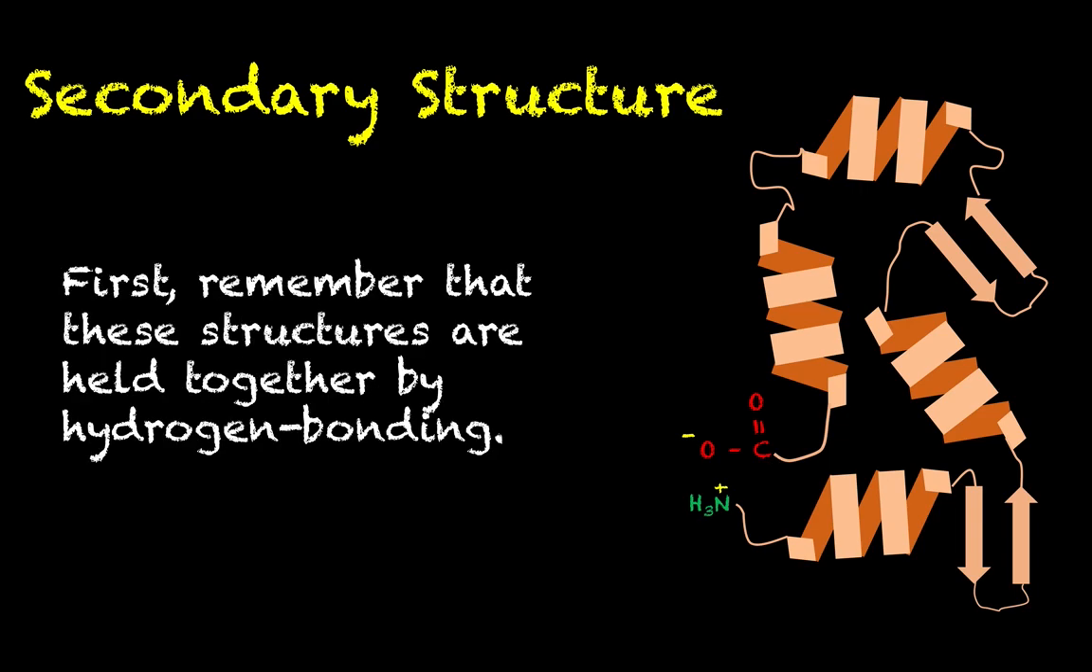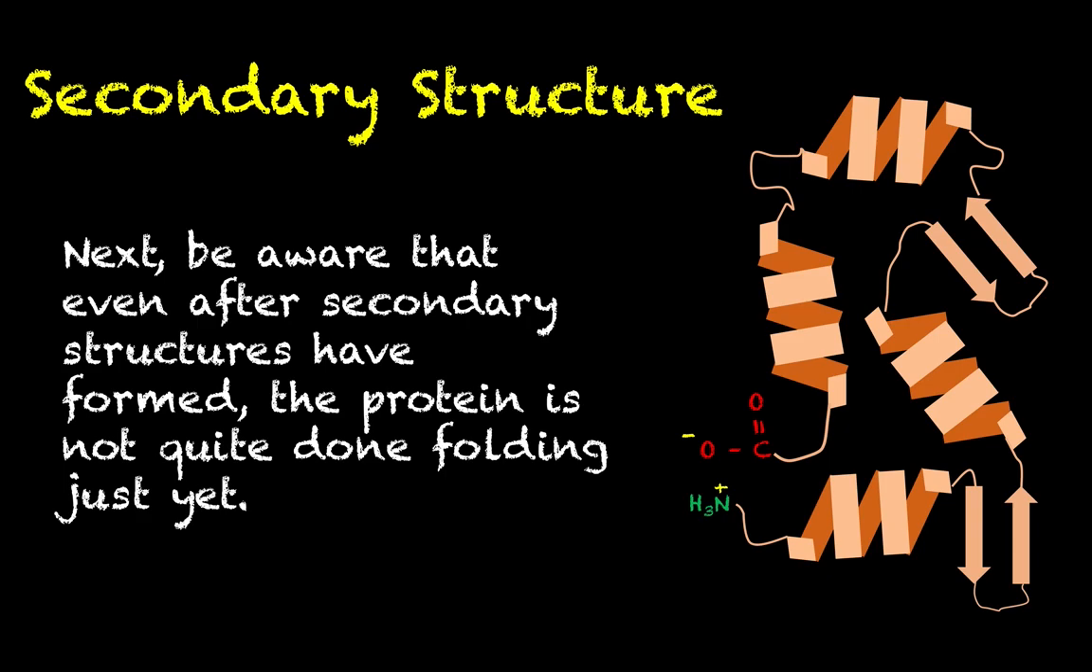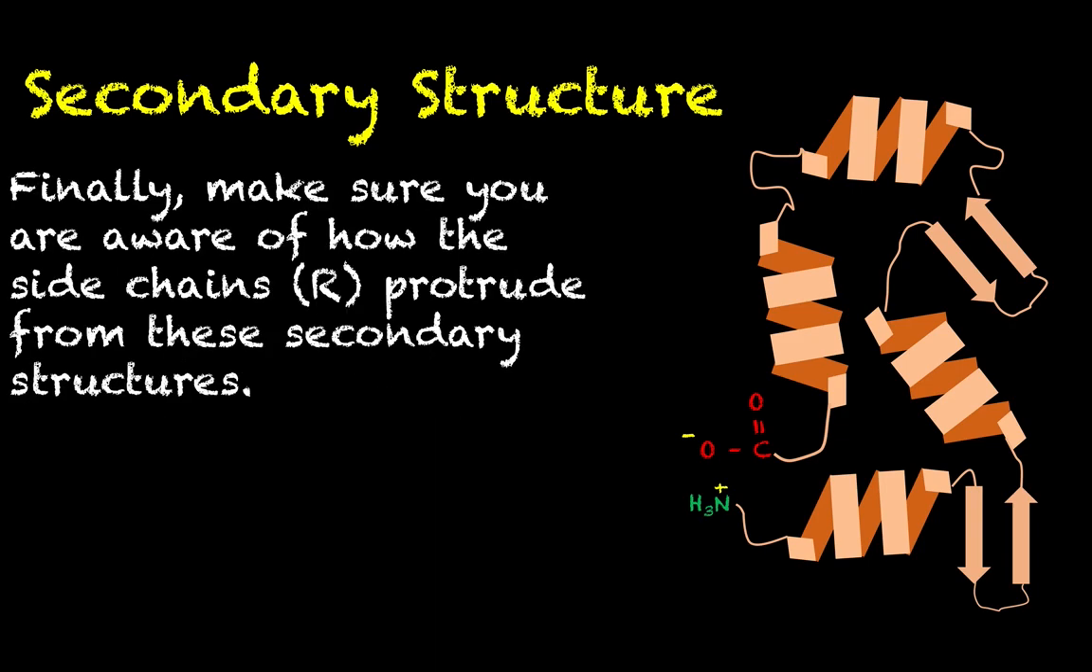So the first thing we want to remember is that these structures are held together with hydrogen bonding. And then the next thing we want to be aware of is that even after these secondary structures have formed, the protein is not fully folded yet. Secondary structure is just a very localized structure. If we're going to fully fold the structure, we're going to have to get interactions between amino acids in the protein that are far away from each other rather than just close by each other.